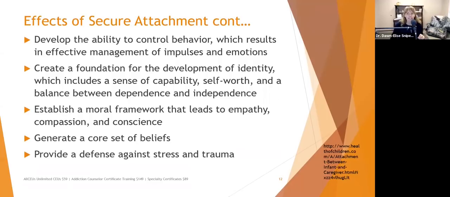We want people to create a foundation for the development of identity, which includes a sense of capability, self-worth, and a balance between dependence and independence. Attachment means recognizing that we can't do it all on our own. We do rely on other people for emotional support, for connection, for help getting something off the top shelf if you're short like me, whatever it is.